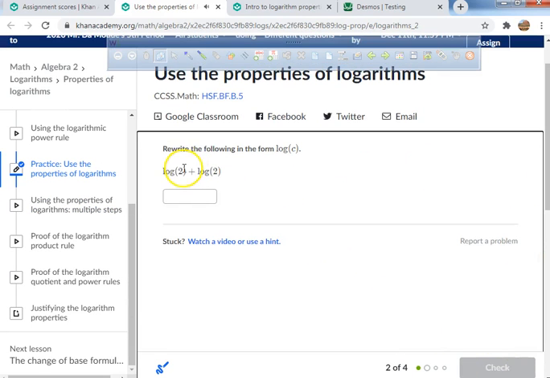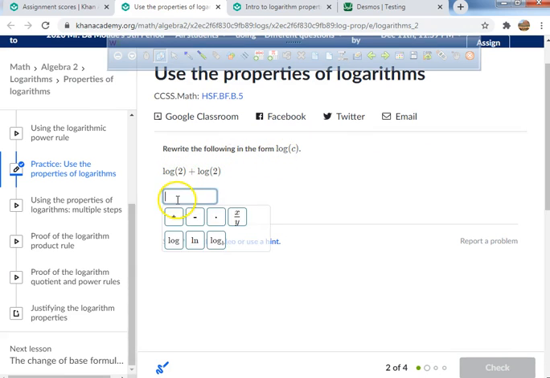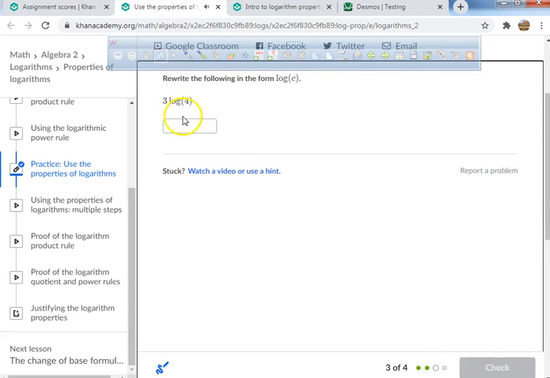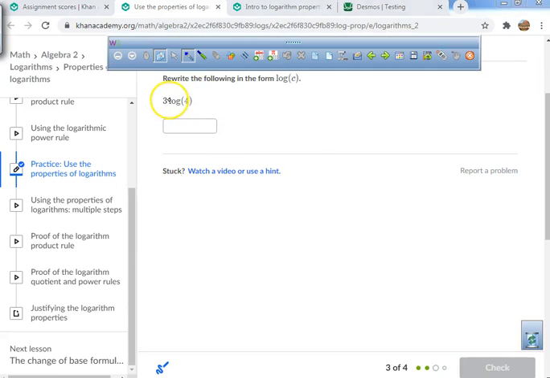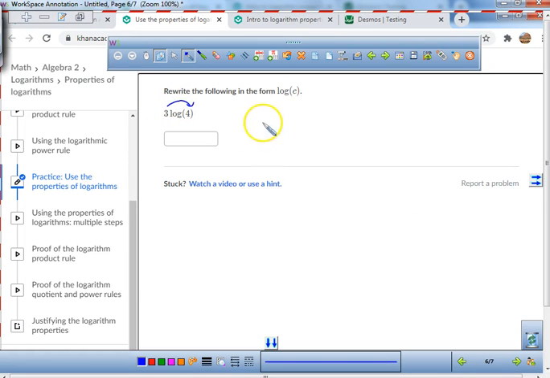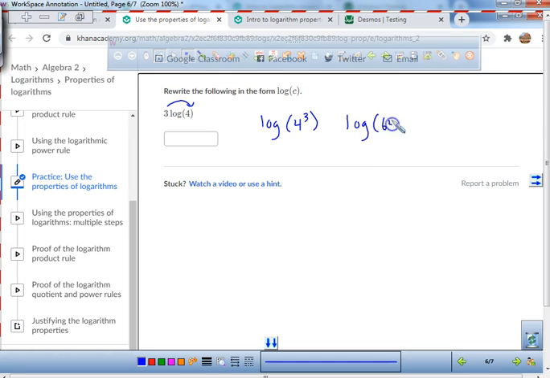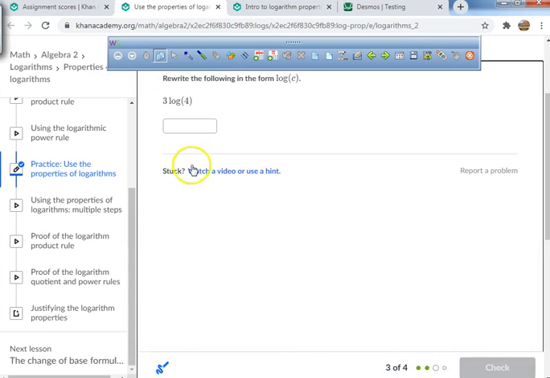All right, so it says rewrite the following in the form of log C. Well, what is 2 times 2? 2 times 2 is 4. So we're going to write it in log base C. I'll do this one by hand, so I won't just do it in my head. We've got to use the power property, move that back up here. So it's going to be log 4 cubed. Now 4 times 4 times 4 is 64. So it's going to be log of 64. That's what I got to write in right here, log 64.